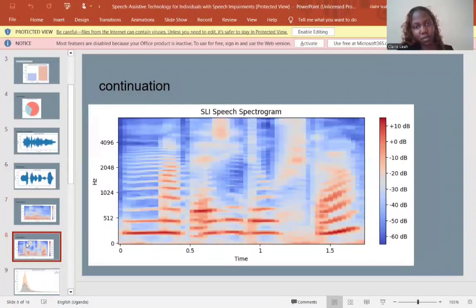And here we have the one for the sick people, SLI, the impaired people, which may show irregular patterns, low energy or disruptions in the frequency bands, indicating the speech impairments.